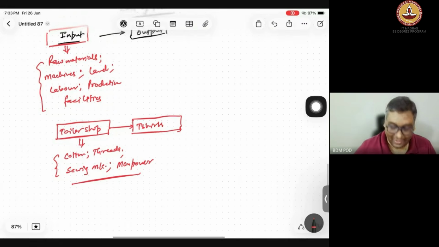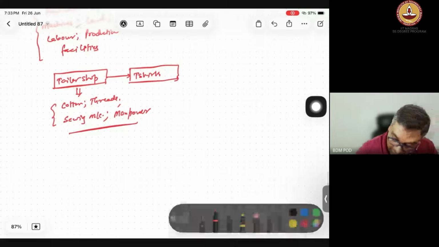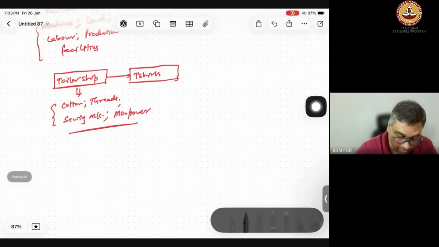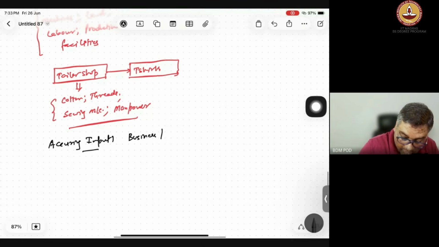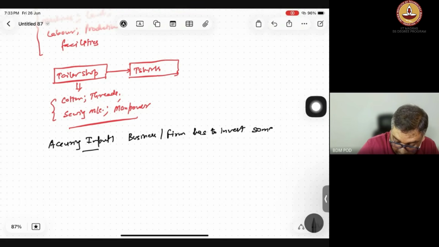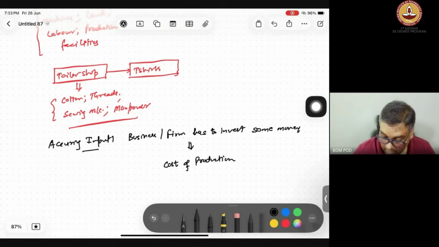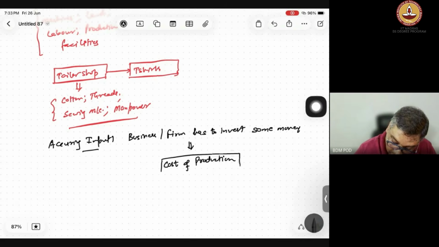So for acquiring input, the business or firm has to invest some money. That is called the cost of production. Okay, so this is your cost of production.